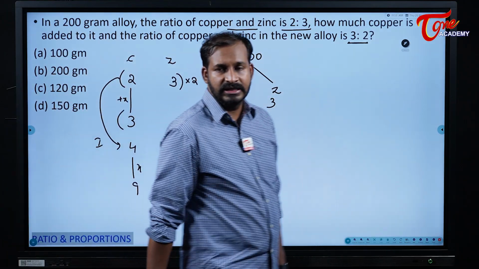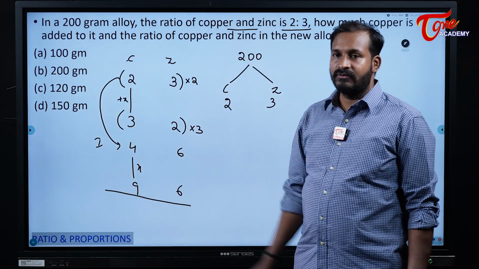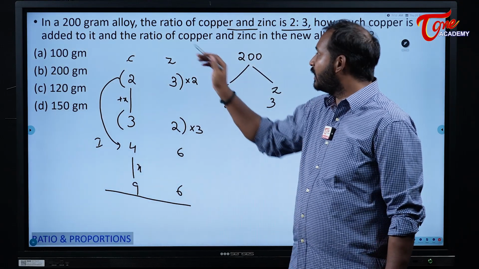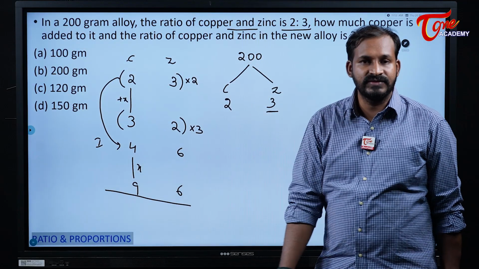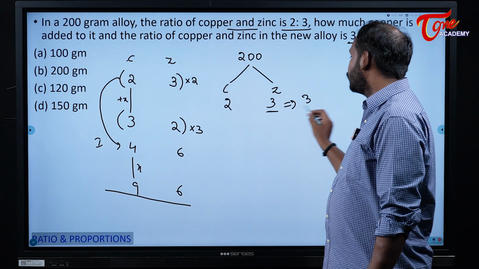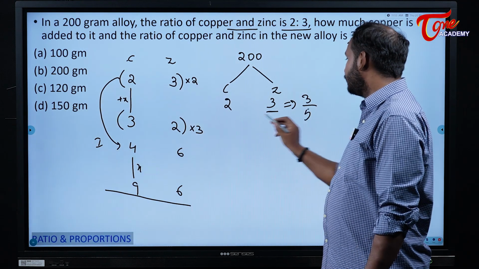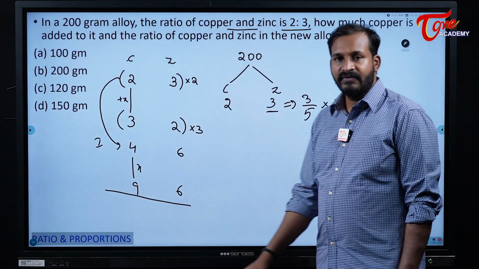So now for this, please observe carefully. They gave us the total initial quantity, 200 grams. In 200 grams, what is the portion of zinc I have? 3 parts. So what can I write here? 3 by total, which is how many? 3 plus 2 is 5, right? Into 200. 3 by 5 into 200.